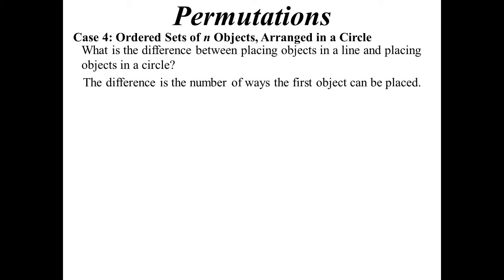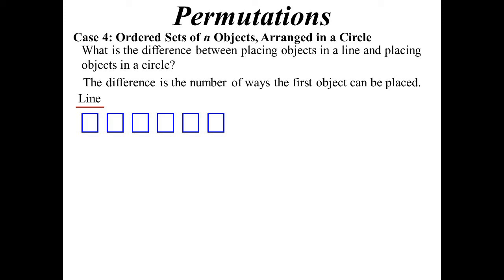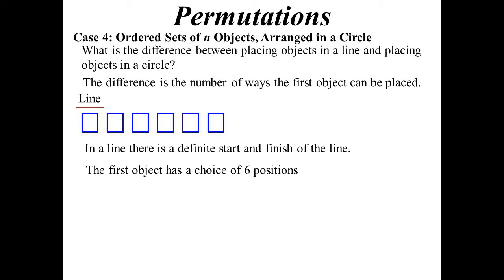You see, if we've got a line, so here's an example of a line, then I've got a definite start and finish to the line. I know where the first spot is. I know where the second spot is, and so on and so on. So therefore, the first object I place has a choice of 6 spots that I could put it.